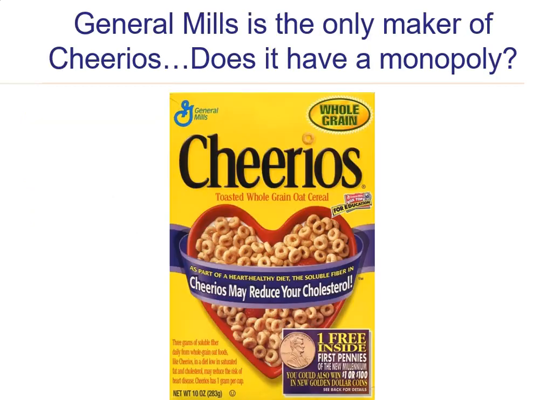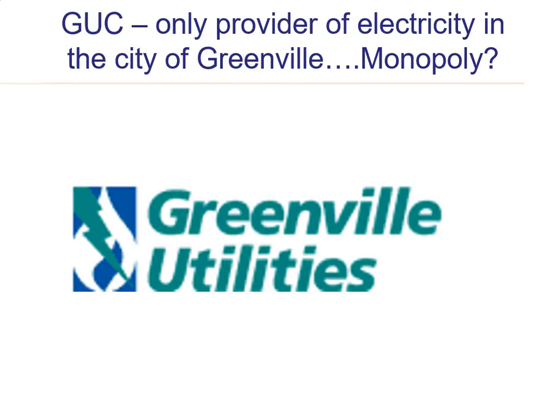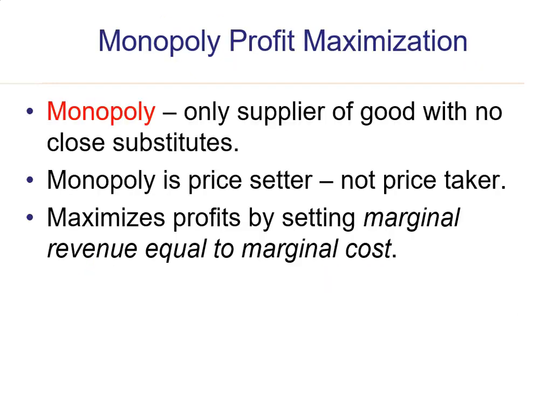So let me try another question for you about monopolists. If General Mills doesn't have a monopoly making Cheerios, how about this one? Greenville Utilities. They're the only provider of electricity in the city of Greenville, North Carolina. Would you say they have a monopoly? Well, recall the definition again. Monopoly, only supplier of the good, which Greenville Utilities is, the only supplier of electricity, with no close substitutes. And I would say, yes, Greenville Utilities meets both of those criteria.